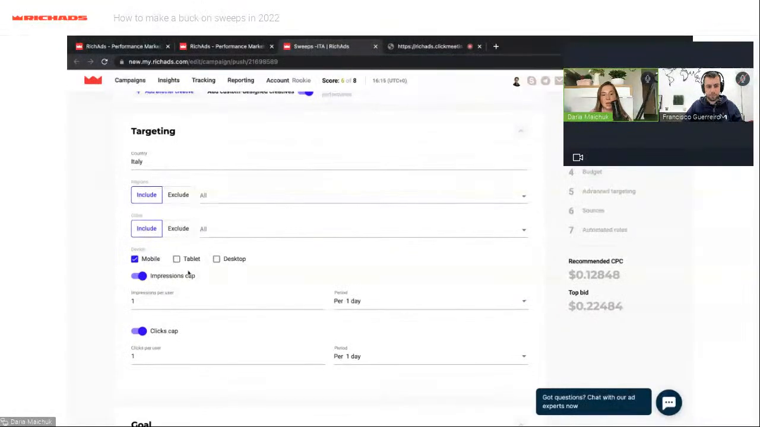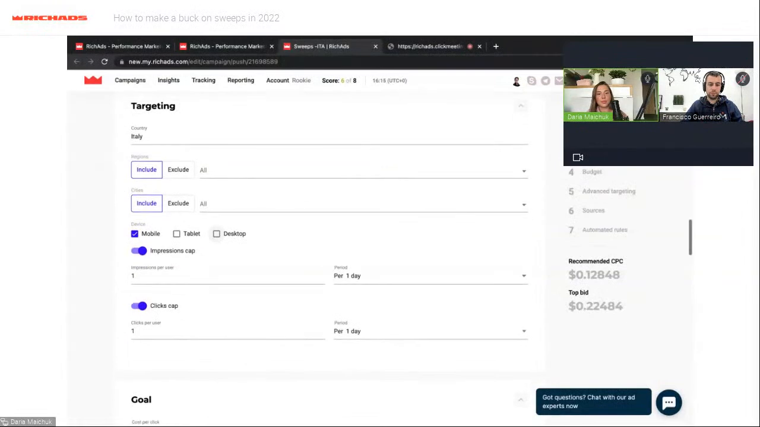Device: mobile, tablet, and desktop. I will start with mobile device because it has really good results, as we told you before, and today I will start with it. But desktop sometimes can also show good results, and you can test it in separate campaigns. We always make separate campaigns because they have different CPC.